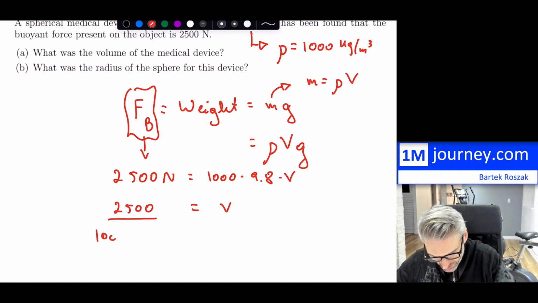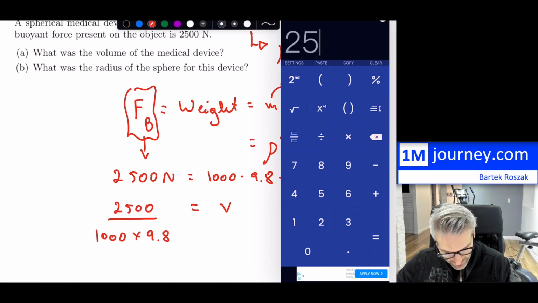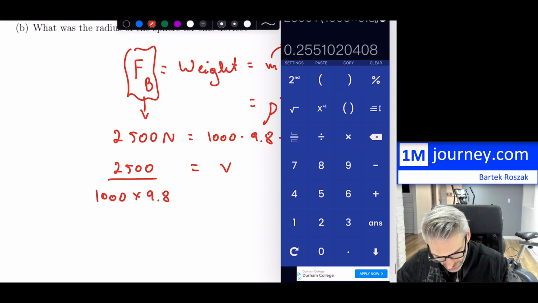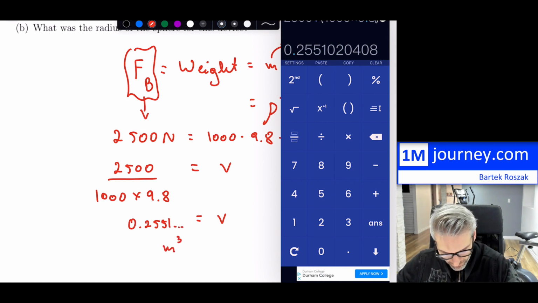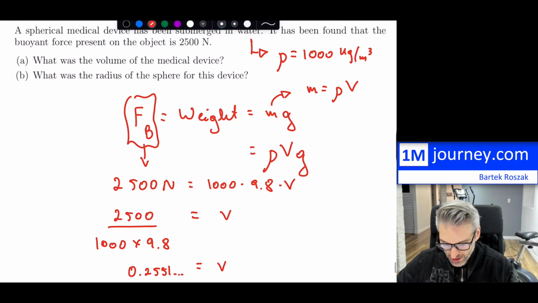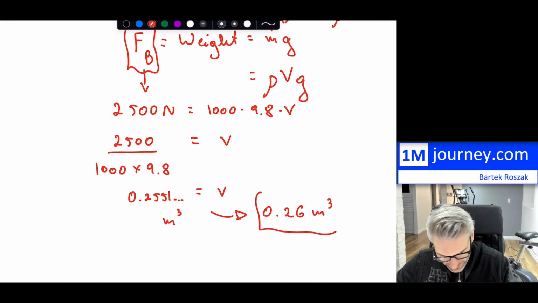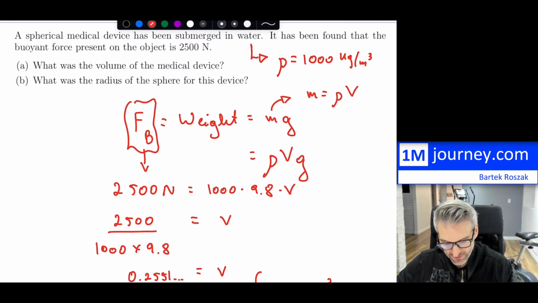Turns out everything is in metric standard units, so this makes it a little bit simpler. So we have 2,500 divided by 1,000 times 9.8. Okay, so that's the volume. It's actually a pretty big volume because it's in meters cubed. All right. If you're rounding this, you can certainly round this. I just took a peek, and it looks like it's two significant figures. You can do that. Now, for part B, what was the radius of the sphere for this device?